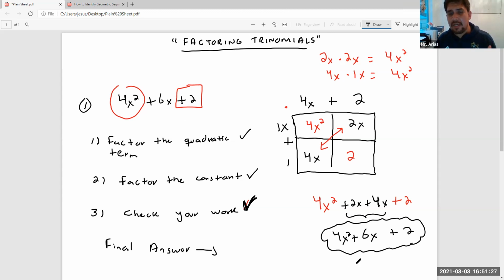However, ladies and gentlemen, this is not the final answer. The final answer, since we're factoring, is the binomials that we come up with after finishing the factorization process. And that would be the parentheses 4x plus 2 times x plus 1. And that's it. So this is how you apply factoring using the box method when the leading coefficient of the quadratic term is anything bigger than 1.